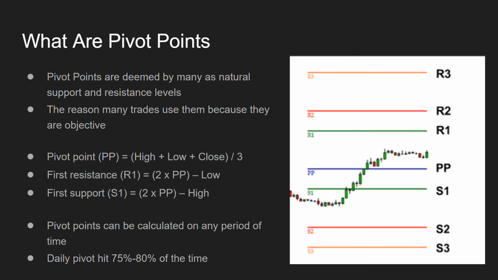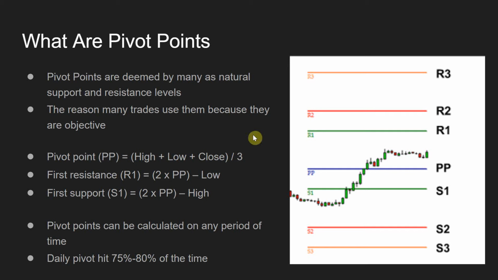So what are pivot points? Pivot points are deemed as natural support and resistance levels. So similar to the round numbers indicator, where price naturally acts as support and resistance at 00 or 50 levels, Fibonacci levels, all these types of tools that traders have. Pivot points is another one of those that can be used as natural support and resistance.